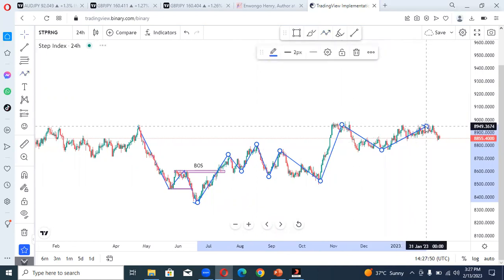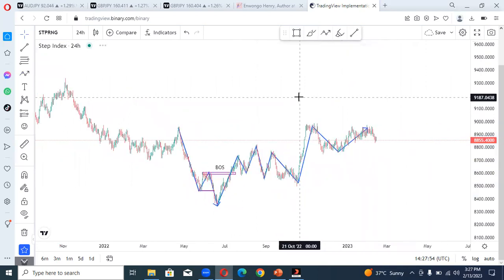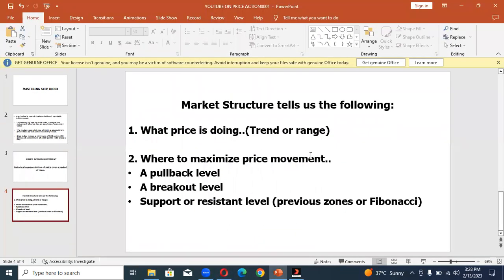Okay. So now what am I going to do? I'm going to analyze my market and then do what? Go on a buy. All right. So let's go to the next point. Where should I maximize this price movement since we now know that price is on an uptrend? Is it at a pullback level, a breakout level, a support or resistance level?